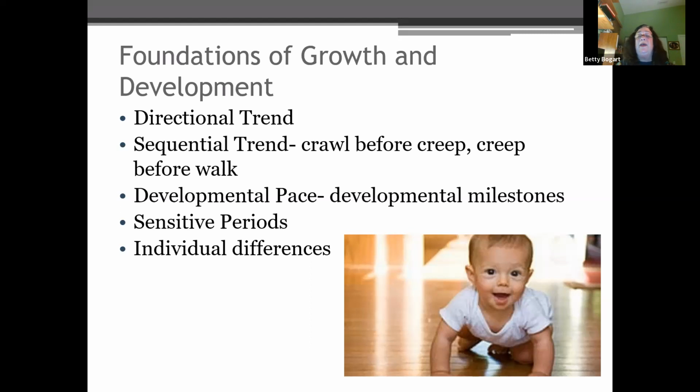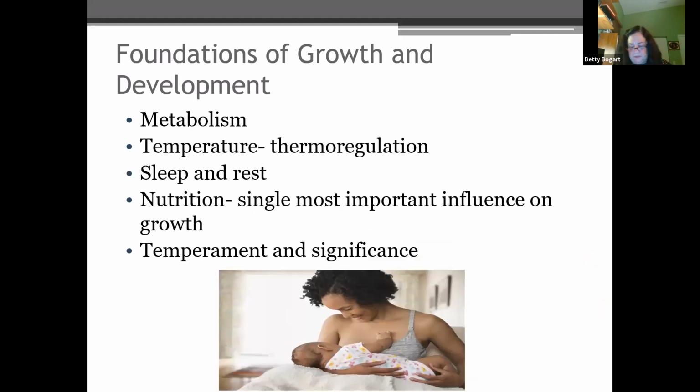And then developmental pace is all these developmental milestones that they are making: they are lifting their head, they are sitting at 8 months, they're walking or at least standing at 12 months. These are all different things that we're going to look at, and things that when you're reading, look at them really close. You know, metabolism in children, as they get older, they mature.